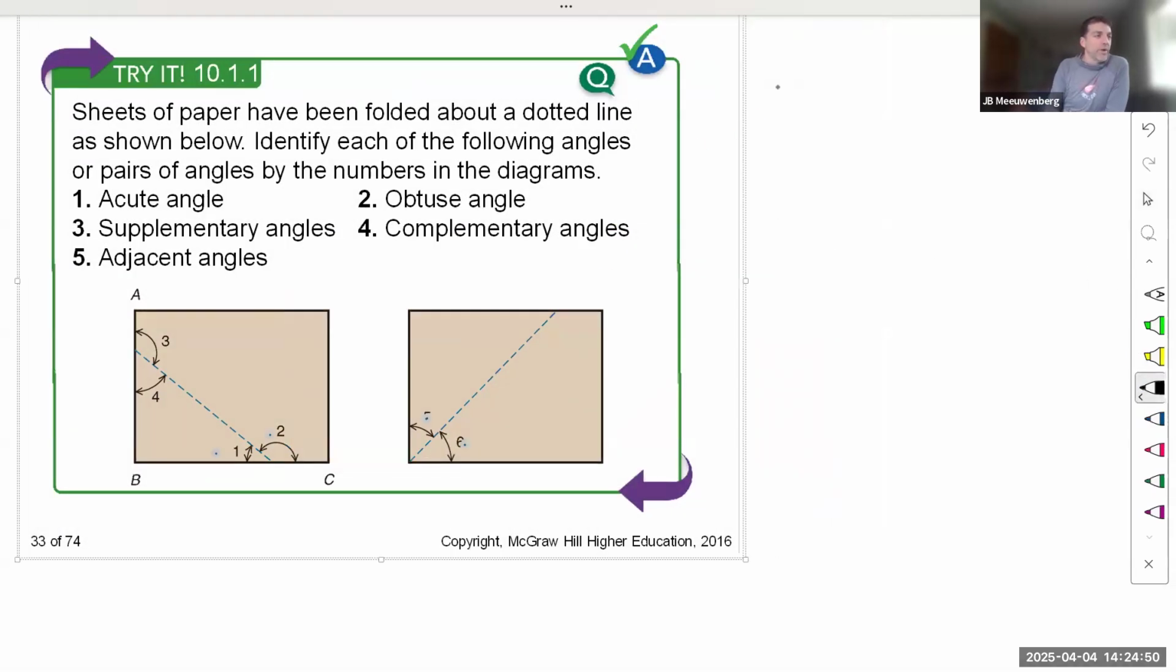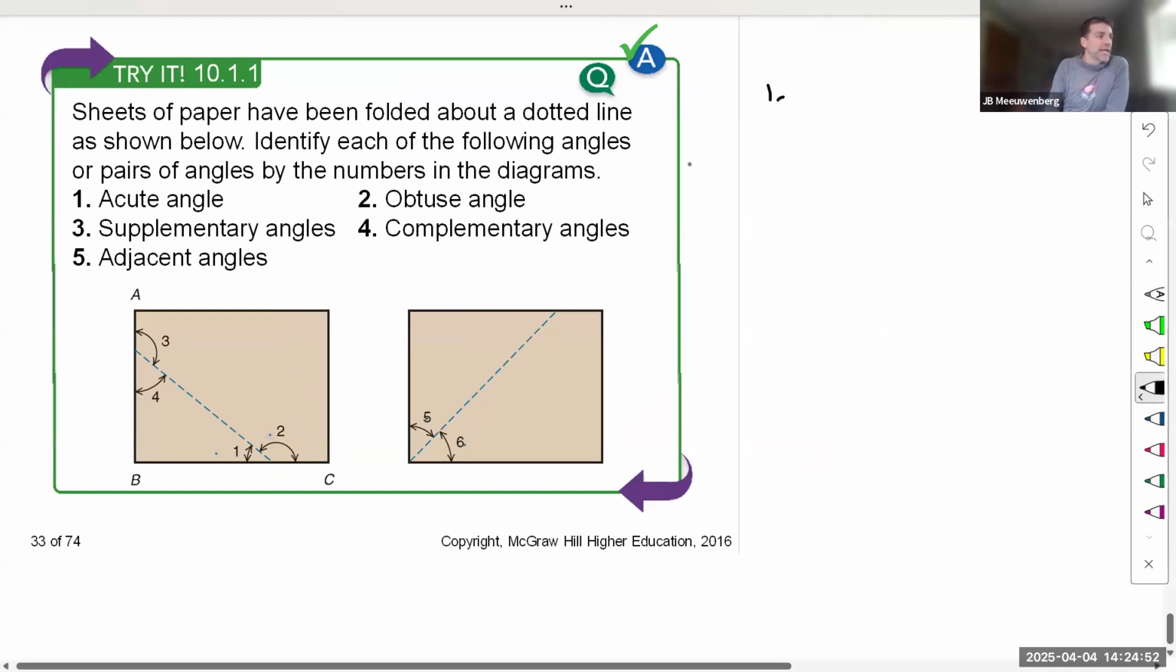So we'll start with number 1. Number 1 asks which angles are acute. Well, remember, acute means that it's less than 90 degrees. As I'm looking at this, I see that angle 1 is less than 90 degrees, and angle 4 is also less than 90 degrees. 2 and 3 are not, but 5 and 6 are also less than 90 degrees.